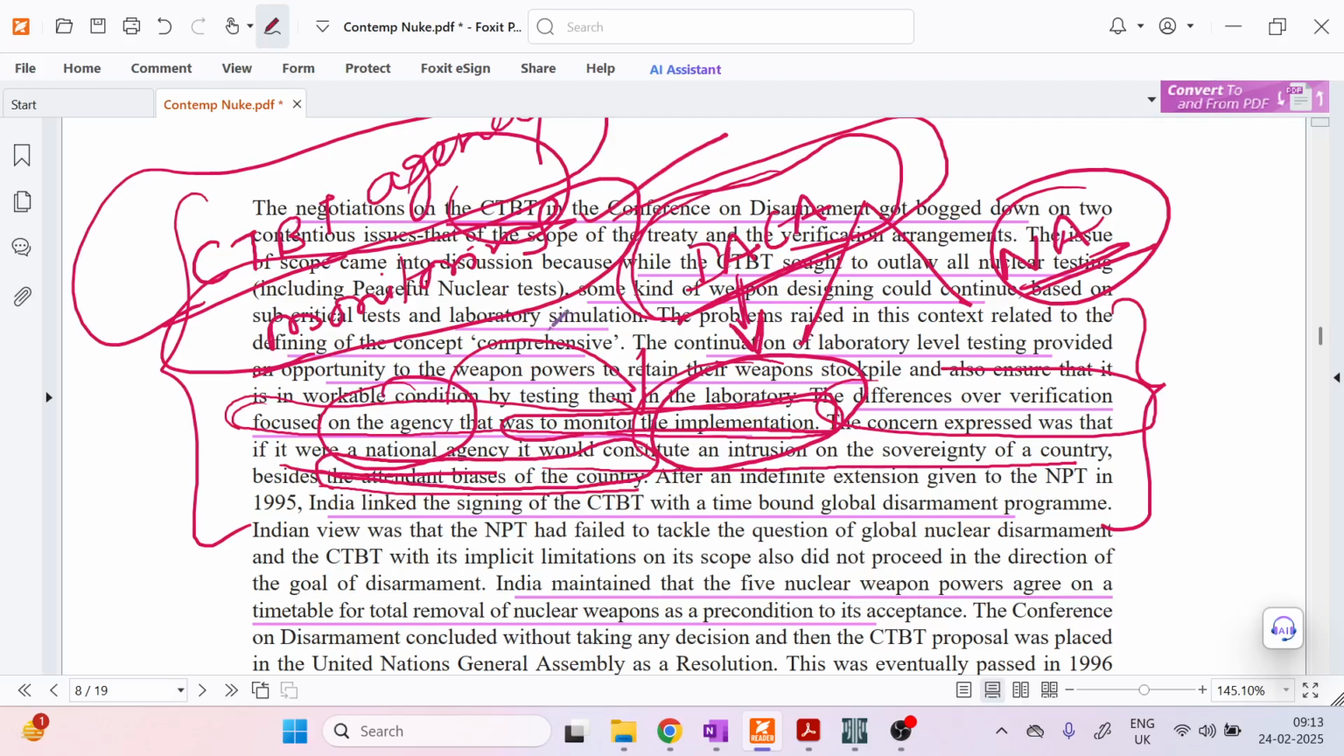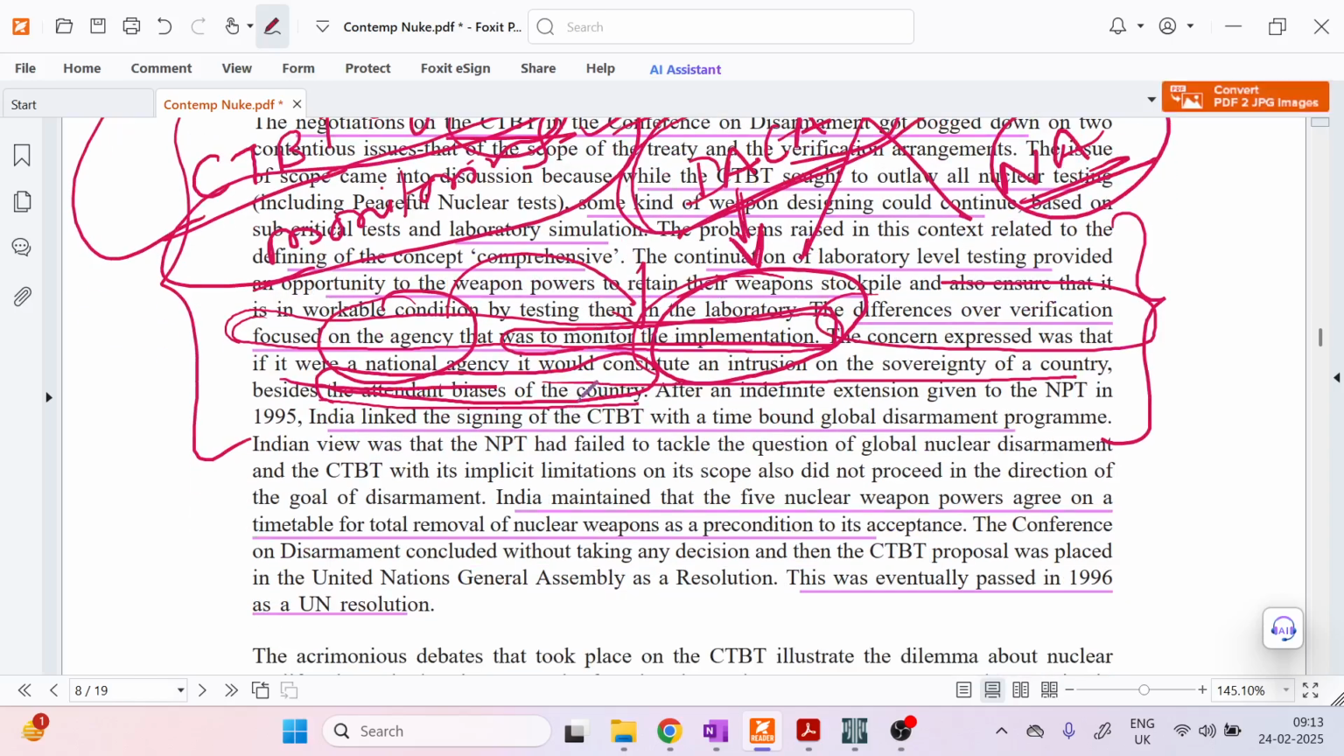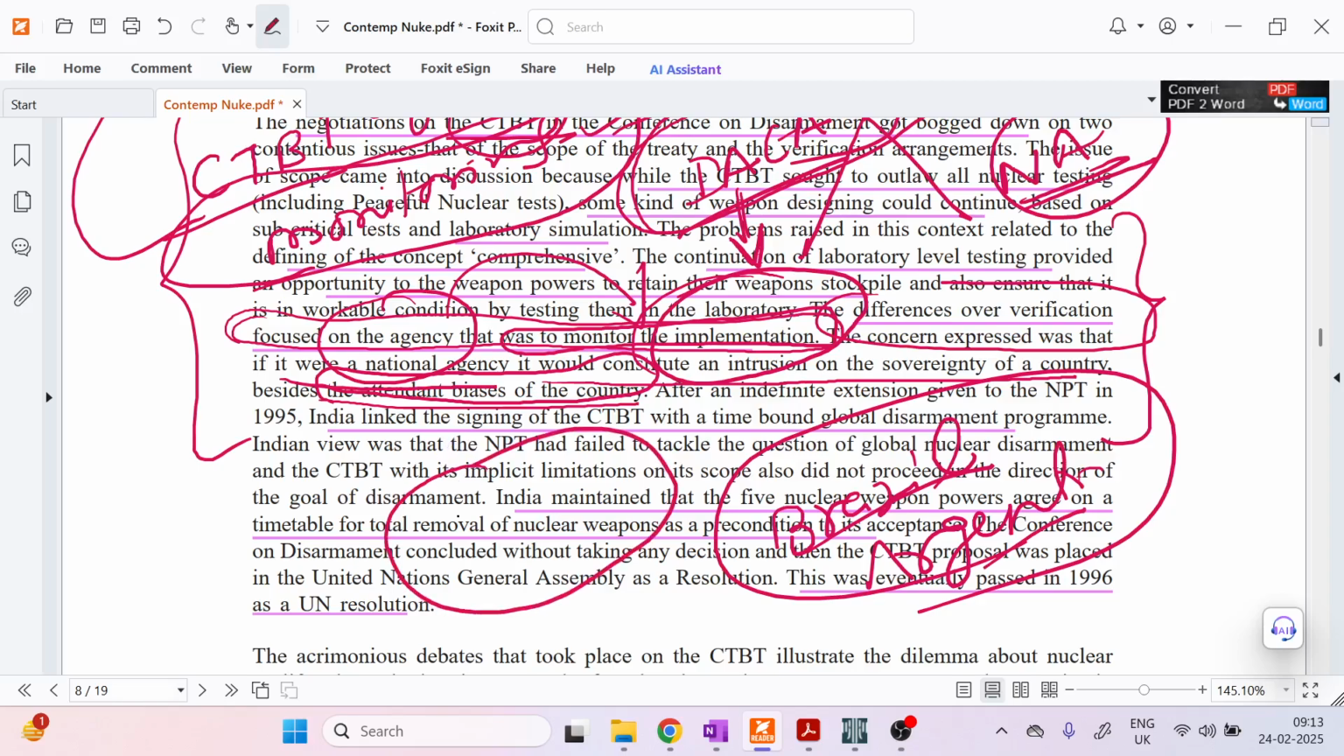So herein, non-weapon states do not have any nuclear weapons. Let's talk about, for example, Brazil or Argentina, these two countries. Both of them do not have nuclear weapons. Now, the world calls on them to accede to the terms and conditions of this treaty, the CTBT, which they readily acceded to.